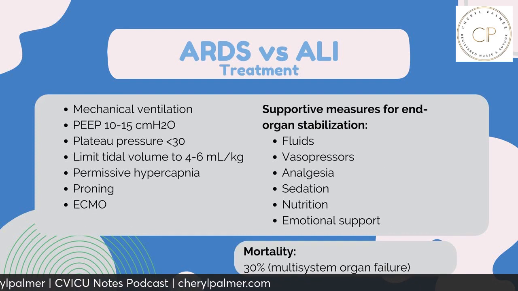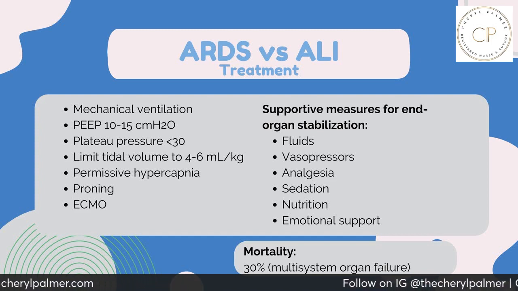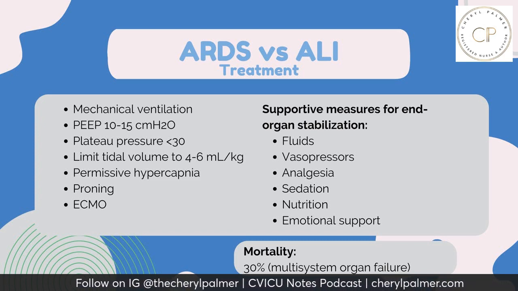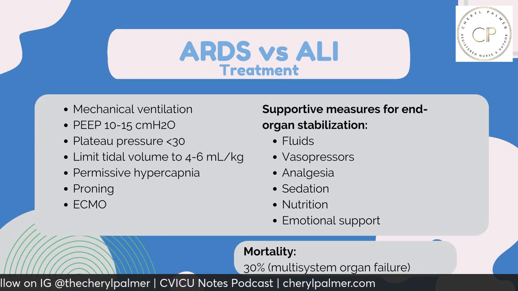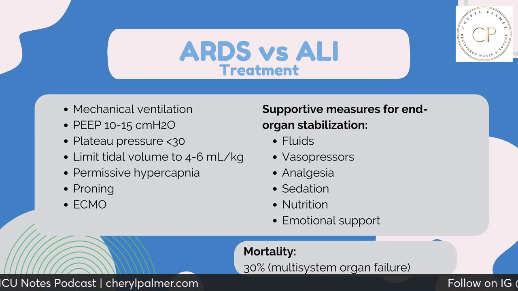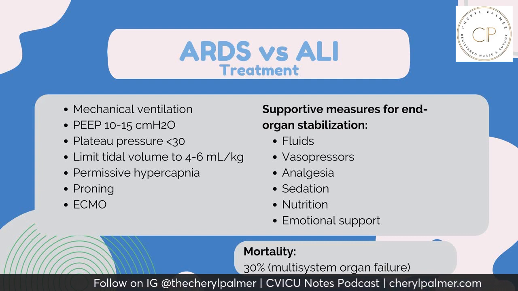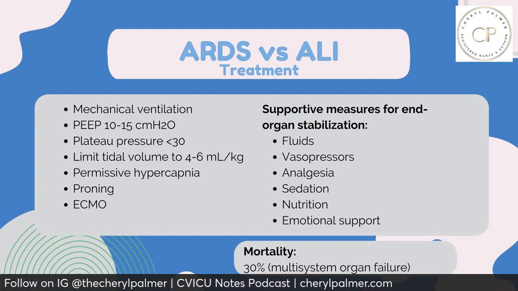The treatment. Well, usually if it's severe, you have to treat them with mechanical ventilation. PEEP should be 10 to 15. Your plateau pressure should be less than 30. And you want to limit your tidal volume to 4 to 6 milliliters per kilogram. And permissive hypercapnia, proning sometimes, and also ECMO.